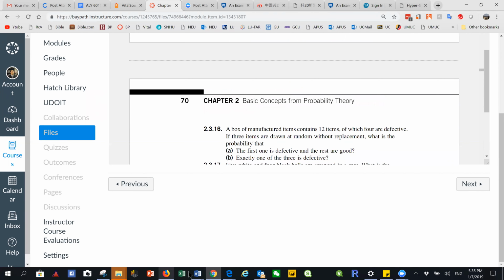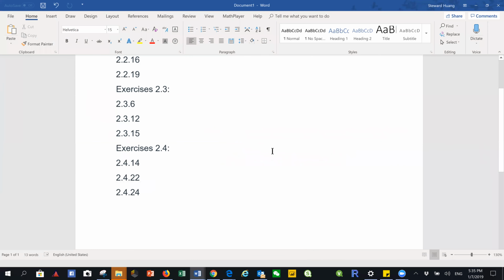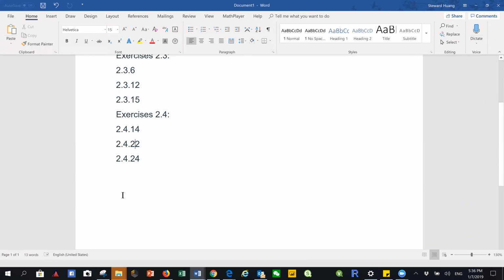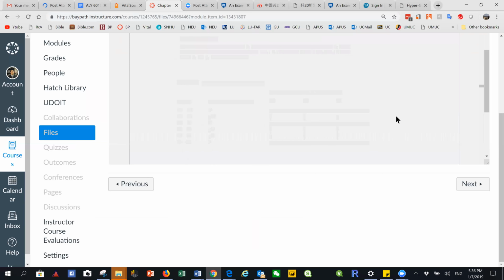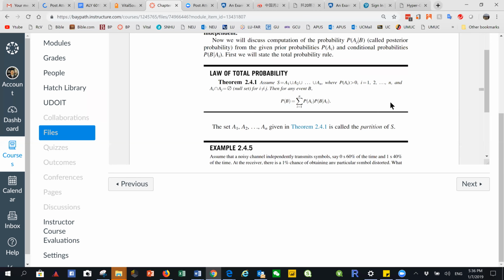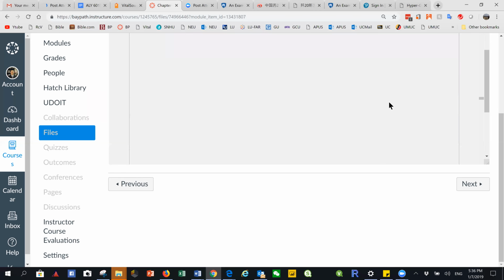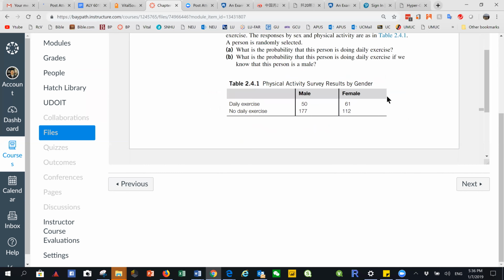Okay, 15. And now 2.4. 2.4 is on Bayesian. Let me try my best. If we get cut off in 10 minutes, we will finish in time. Okay, 2, 4, 14.